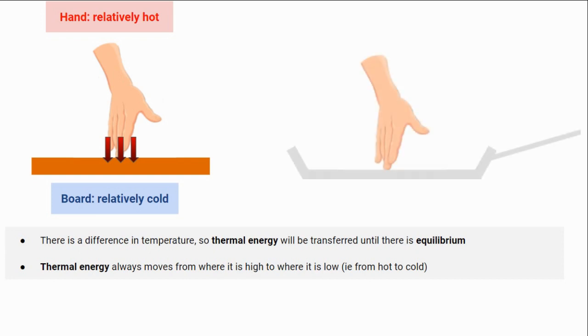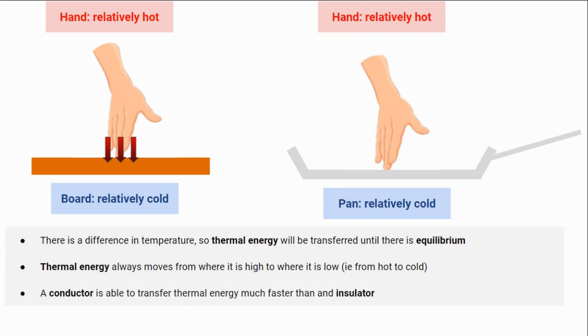Now looking at the metal pan, there's still a difference in temperature. So your hand is relatively hot compared to the pan. What's different in this case though is that metal is a good thermal conductor, and conductors are able to transfer thermal energy much faster than insulators. So those large arrows represent that heat transfer at a much faster rate.